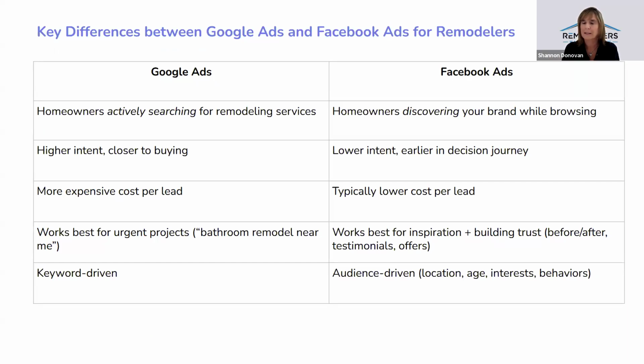Well, when you look at Google Ads, it's kind of like the Yellow Pages. Somebody needs something, they're going to go and look, right? So they're actually actively searching for a bathroom remodeler in my city, something like that. They have higher intent. So they're closer to buying, right? They're further down that funnel. But they are much more expensive than Facebook. They also work for urgent projects, like we want to get this quickly, or we're really looking to get that keyword. So it's more keyword driven. So we're looking for that keyword, bathroom remodel near me, right? And Google Ads versus Facebook.